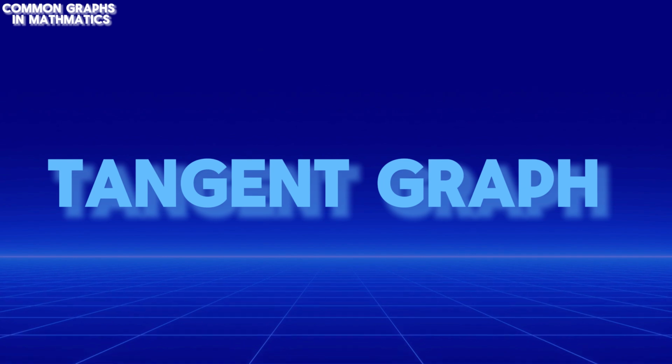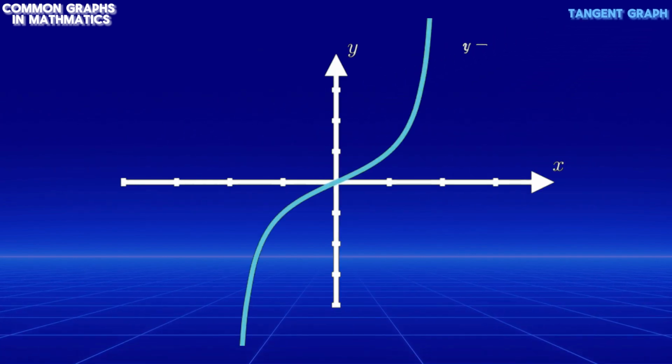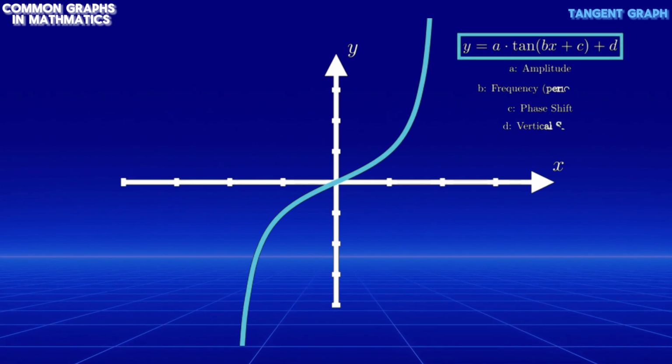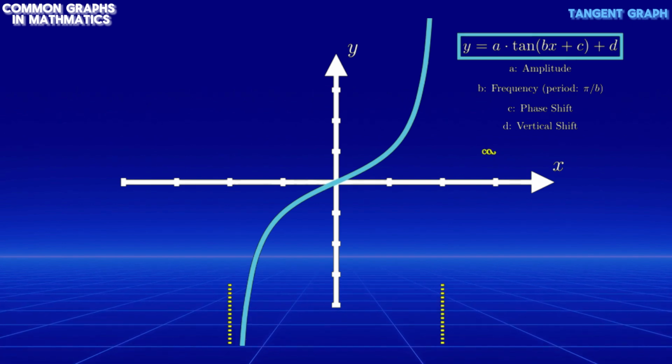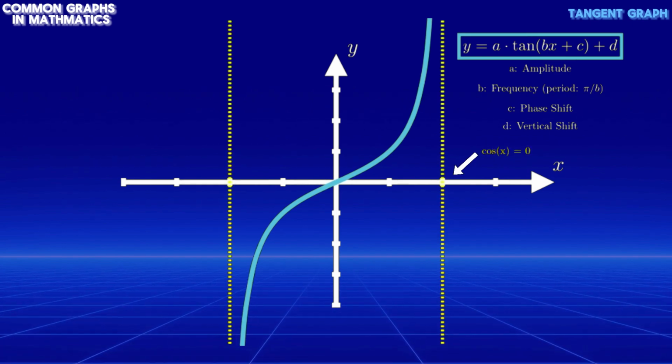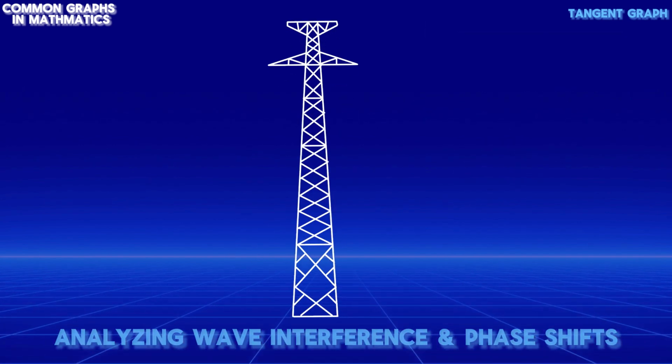Tangent graphs are periodic with vertical asymptotes and are defined using the equation shown on the screen. These graphs are undefined where cosine equals 0, resulting in vertical asymptotes. Tangent graphs are commonly used in analyzing wave interference and phase shifts.